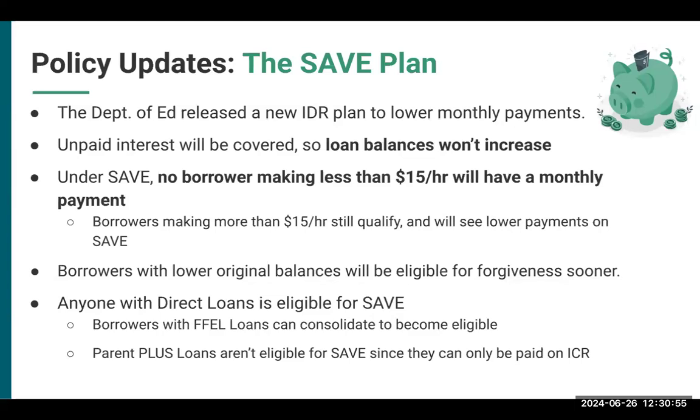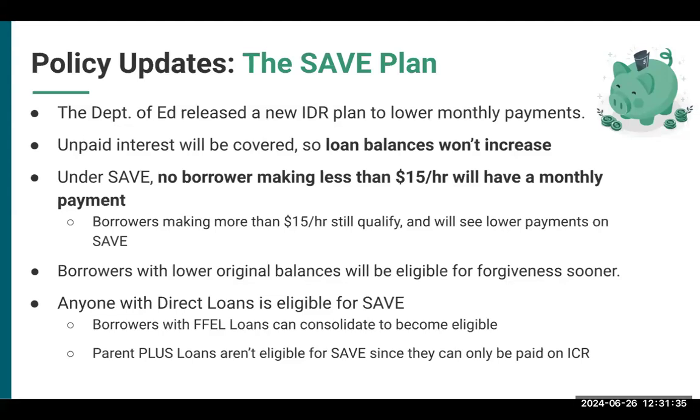In addition, the SAVE plan has some pretty generous rules for how payments are calculated. Under the SAVE plan, no borrower who earns less than $15 an hour will have a monthly payment. Borrowers who earn more than $15 an hour will still see savings, since less of their income will be counted when calculating their payment. Even if you're already enrolled in an income-driven plan, you could save even more by switching over to SAVE. I'll talk more about this on the next slide, but one proposed update is that borrowers with lower balances will get forgiveness sooner.